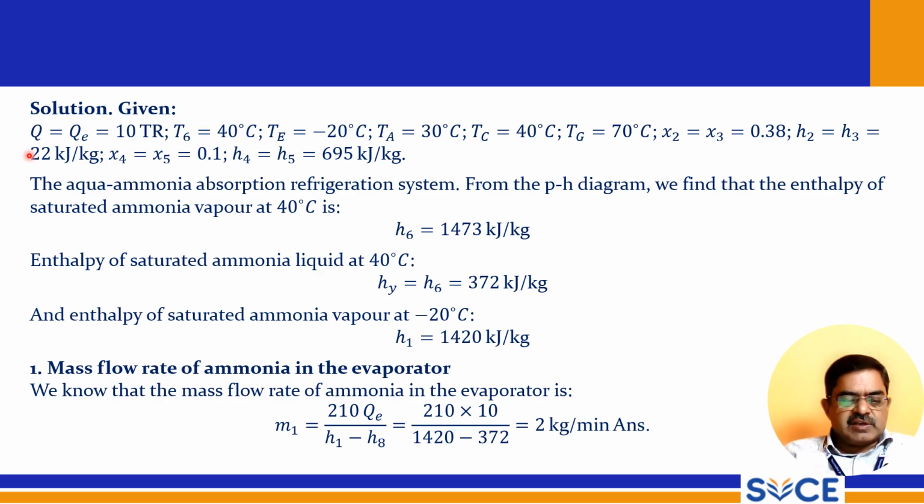So here these are the given data. Q E equal to 10 TR and T6 equal to 40 degrees Celsius, T equal to minus 20 degrees Celsius, TA equal to 30 degrees Celsius, TC equal to 40 degrees Celsius, TG equal to 70 degrees Celsius. So X2 equal to X3, that is equal to 0.38, and H2 equal to H3 equal to 22 kilojoules per kg, X4 equal to X5, so that is equal to 0.1, H4 equal to H5 equal to 695 kilojoules per kg.